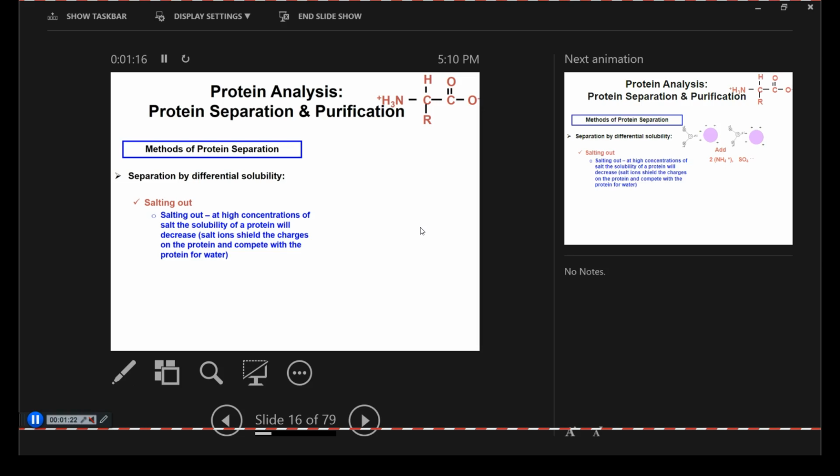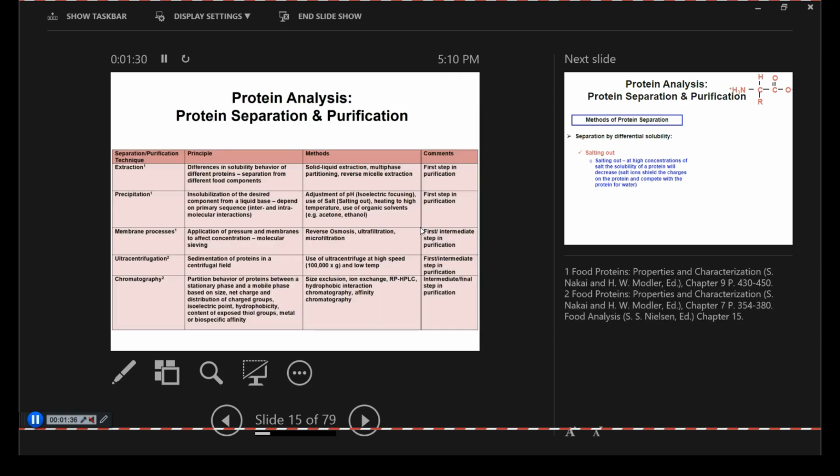So we can salt in first. And that is the extraction bit. So if we look here, we have the extraction. One way to extract protein from a complex system is to solubilize it first. We can solubilize it by salting it in, or by choosing a pH that will solubilize the protein best. Okay? So the first step is salting in.